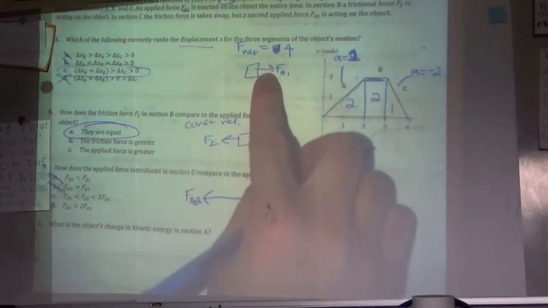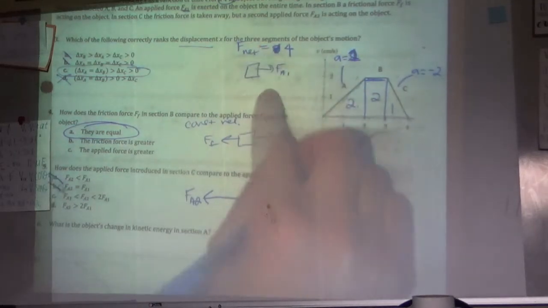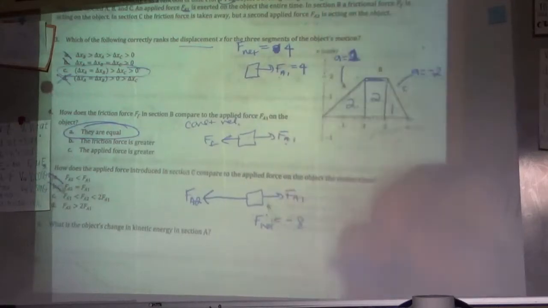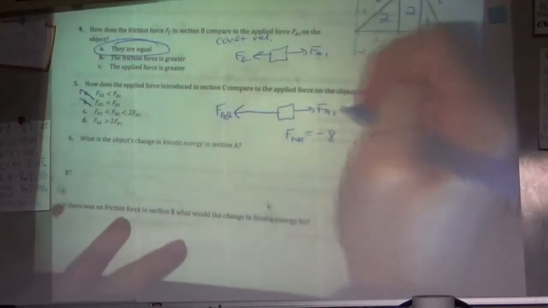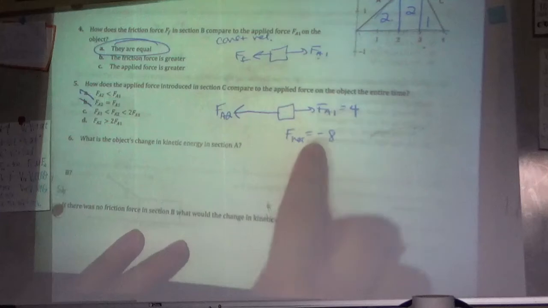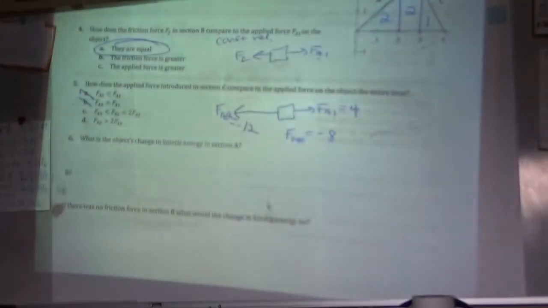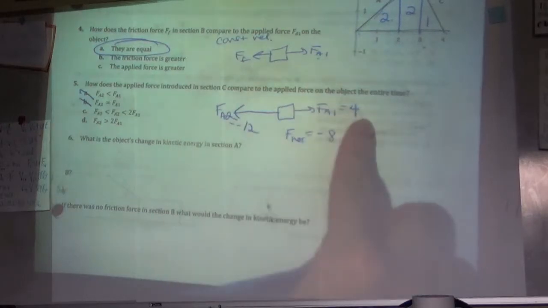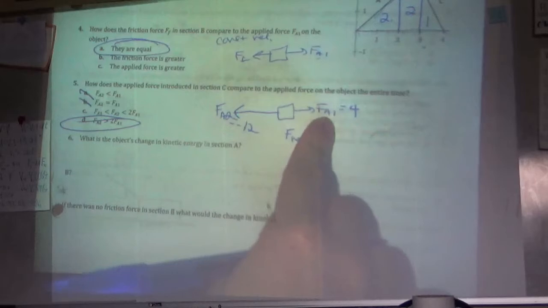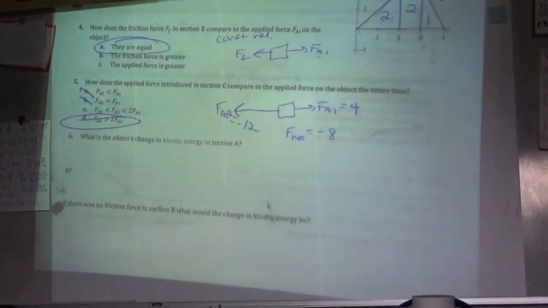So if the only force acting on it is FA1 and it has a net force of 4, that means that FA1 is 4. And if I know FA1 and the net force is -8, that means this one must be -12. So that means it is more than twice as great, so D, FA2 is more than twice of FA1.